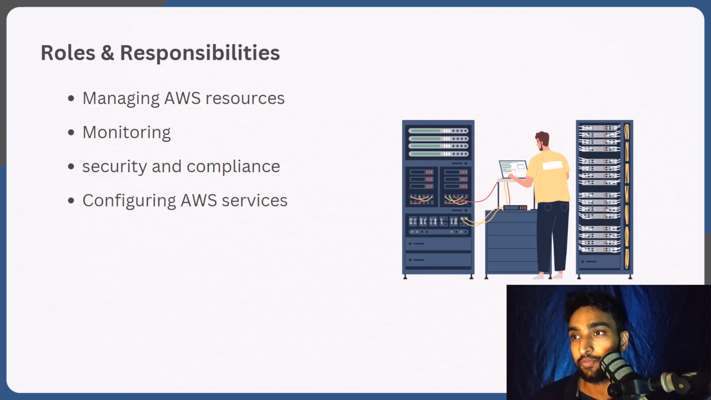Next comes configuring AWS services. I don't think I have to describe it. It's pretty self-explanatory. And by the way, the image on the right-hand side is actually depicting the work of a system administrator who tends to work on on-premise infrastructure. Their job might involve going to the physical lab and doing their activities, whereas a SysOps Administrator would pretty much work in front of their laptop and access all the AWS services over the internet.